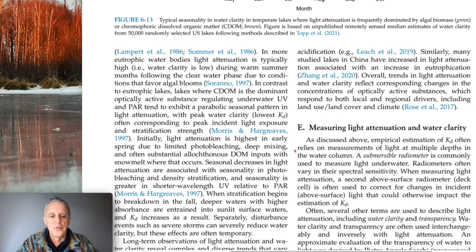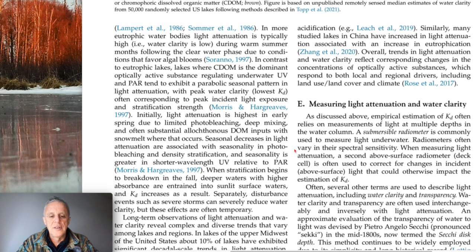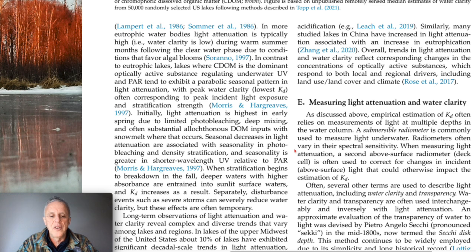In contrast to eutrophic lakes, lakes where CDOM is the dominant optically active substance regulating underwater UV and PAR tend to exhibit a parabolic seasonal pattern in light attenuation, with peak water quality, lowest KD, often corresponding to peak incident light exposure and stratification strength. Initially, light attenuation is highest in early spring due to limited photobleaching, deep mixing, and often substantial allochthonous DOM inputs with snowmelt where that occurs.